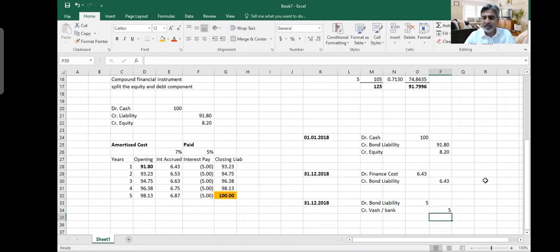So it looks like I have 91.8, then I added 6.43, and then I subtracted, because you see that bond liability is credited here. Then you again made a credit, which means you are adding, and then bond liability is debited, which means you are paying out the bond liability. So you say minus 5.